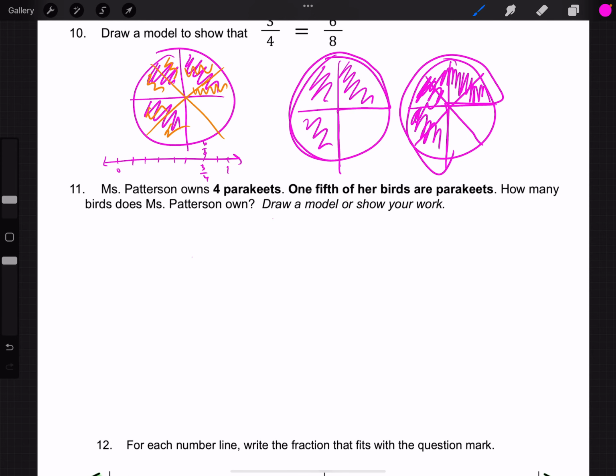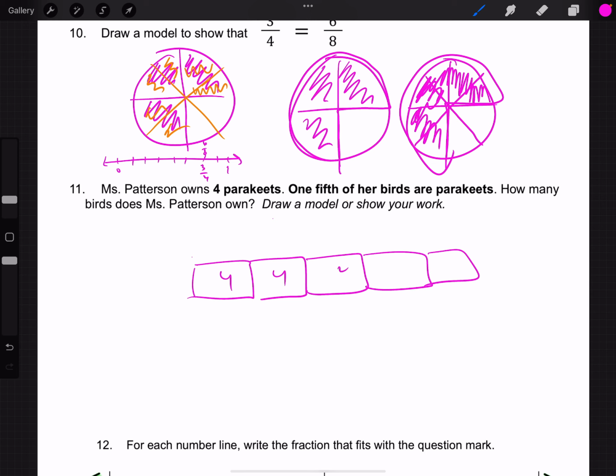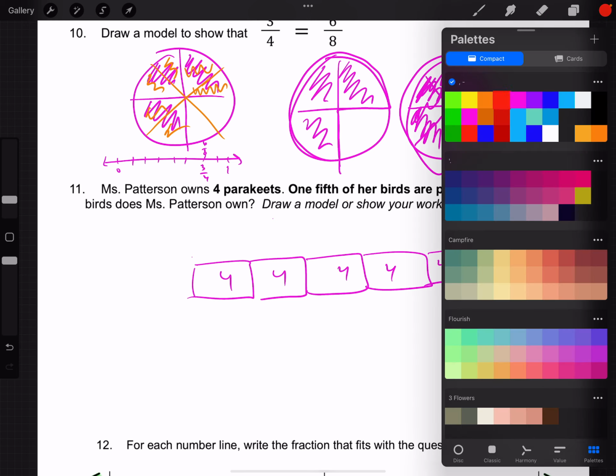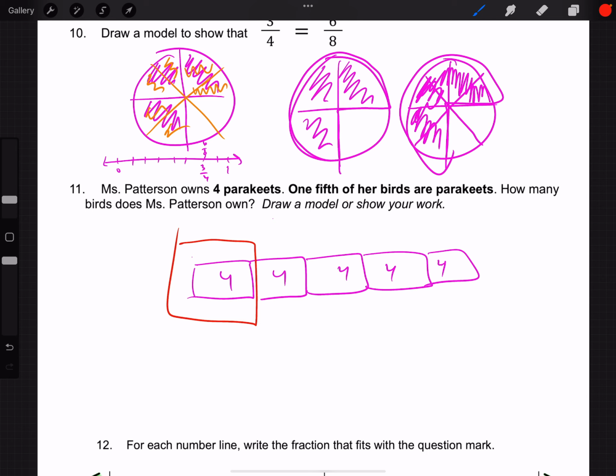Miss Patterson owns 4 parakeets. 1/5 of her birds are parakeets. How many birds does Miss Patterson own? So this is a tough one. The kids might think I have to take 4 and split it 5 ways, but it's actually opposite. So there's 4 parakeets, but that makes up 1/5 of the birds. That makes up 1 out of 5 of the birds. So in total, you know, Mrs. Patterson's is just these ones right here. And so in total, there are 20 birds.